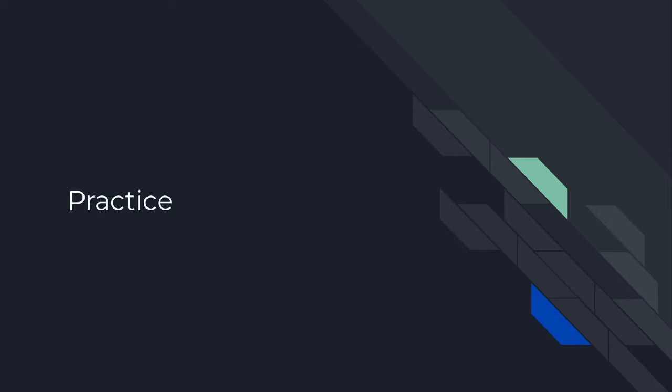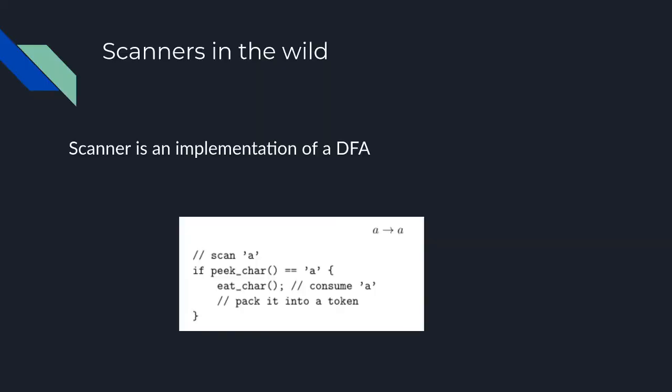That's all about the theory, and now we can see how a scanner is implemented in practice. A scanner is just an implementation of a DFA, which means a DFA and the scanner are the same thing. So this is the code to scan a character A. We first peek and see if the next character is A. If that condition evaluates to true, we consume it and pack everything into a token. And as I said before, you might see a strong connection between the DFA for identifying A and the scanner code to match A.